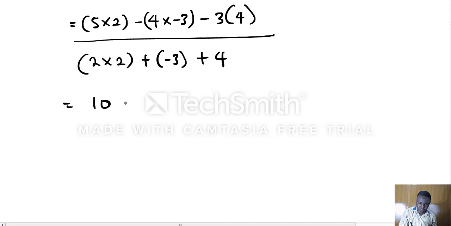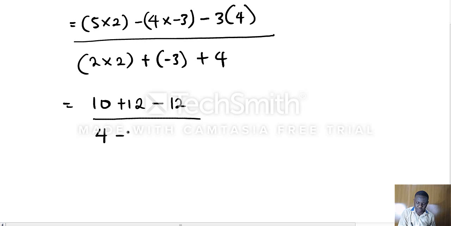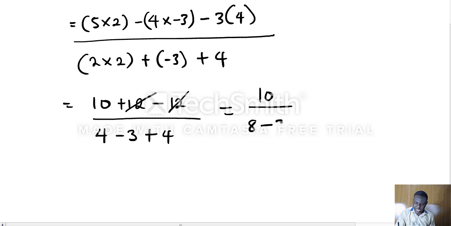this is 10. 4 times minus 3 is minus 12. Minus 12 times minus 1 is plus 12. Minus 3 times 4 is 12. Divided by 2 times 2 is 4. Plus 1 times minus 3 is minus 3 plus 4. This is equal to 12 minus 12 is 0, leaving us with 10 divided by 4 plus 4 is 8. That is 8 minus 3, which is equal to 10 divided by 8 minus 3 is 5, and 10 divided by 5 is said to be 2.